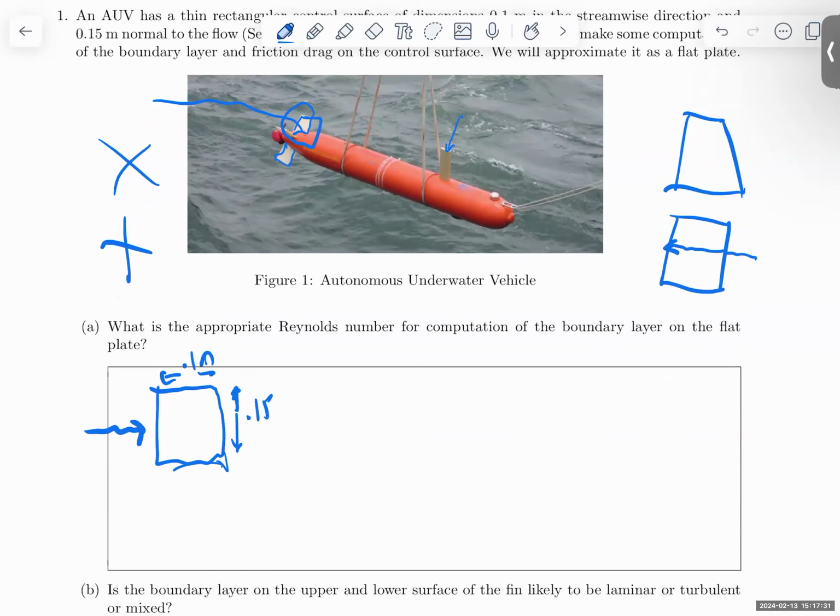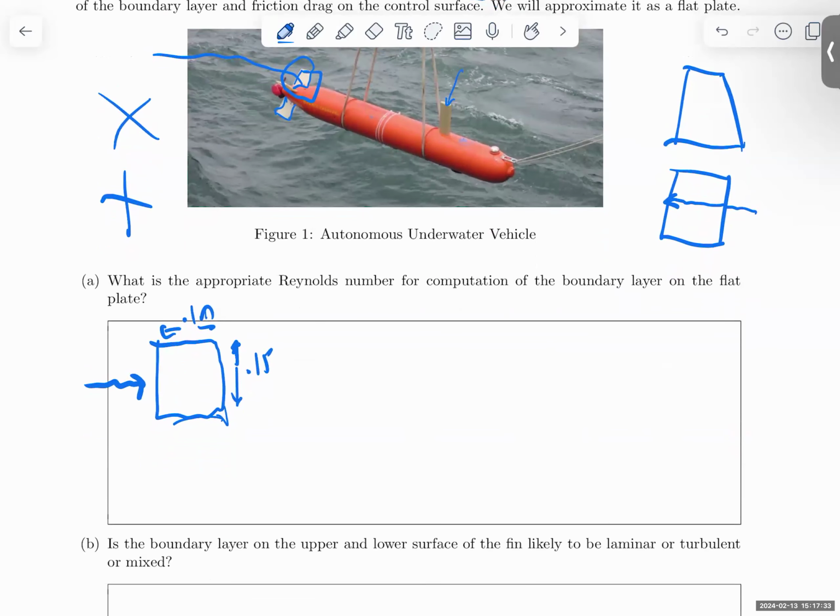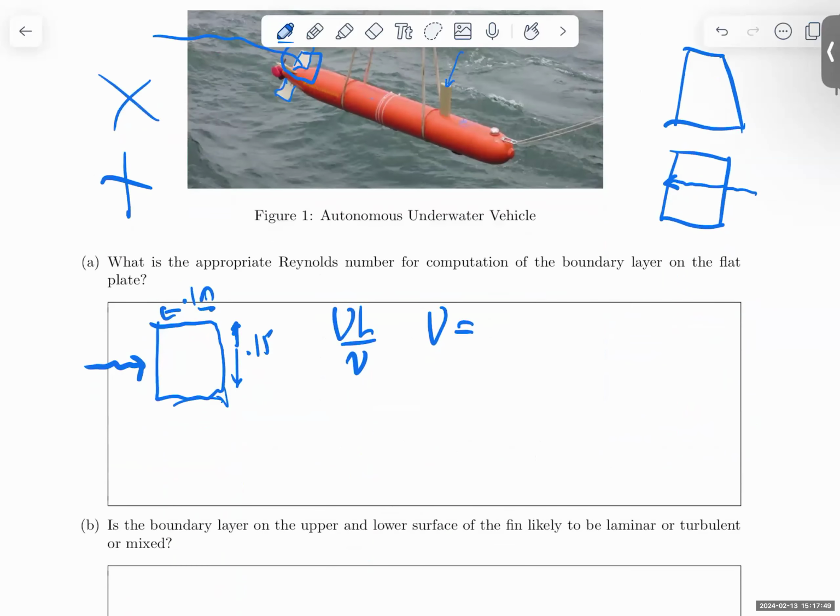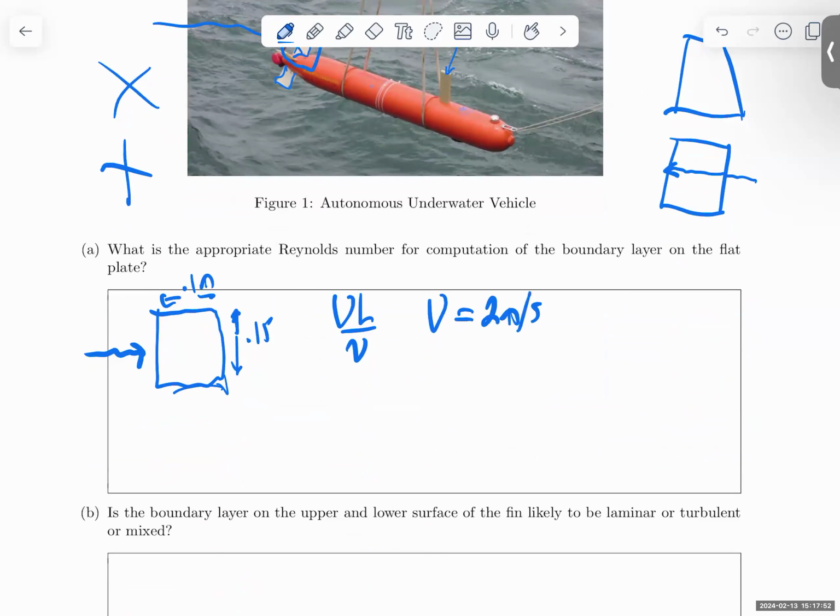And we are going to ask, what's the appropriate Reynolds number? If we're thinking about boundary layers on this thing, what's the appropriate Reynolds number? And remember, Reynolds numbers are always a velocity scale times a distance scale divided by a kinematic viscosity. For the velocity scale, it's just going to be the free stream flow speed, which was 2 meters per second. And for a length scale, we have to use the length scale in the streamwise direction. There are two length scales to this problem. This transverse direction is 0.15 meters, but that's not relevant to the development of the boundary layer. So we do not use that one. We say L equals 0.1 meter.